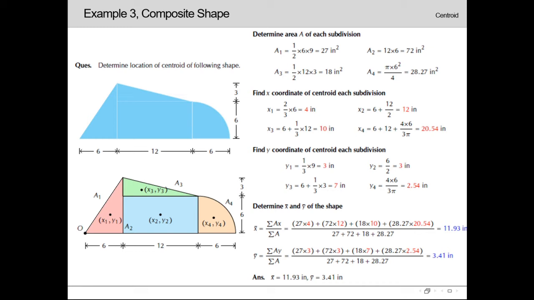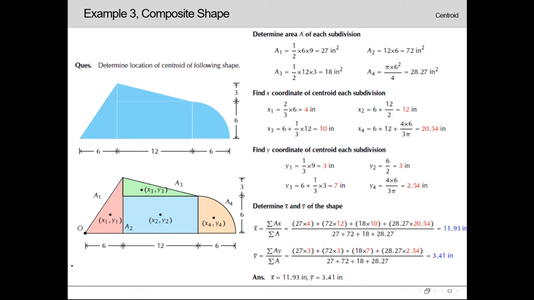Now for example 3, this is a bit complex section. We can see that this section is comprising 4 small segments in total. So what are the segments that it can be divided into?